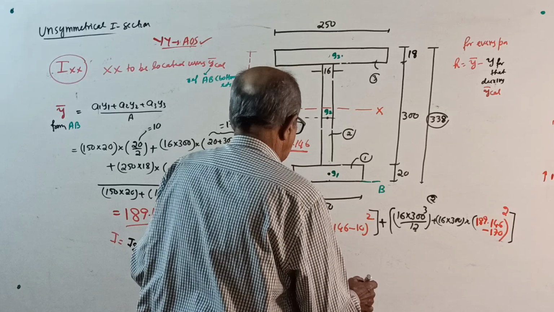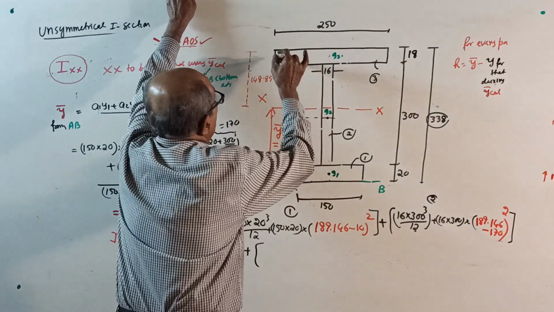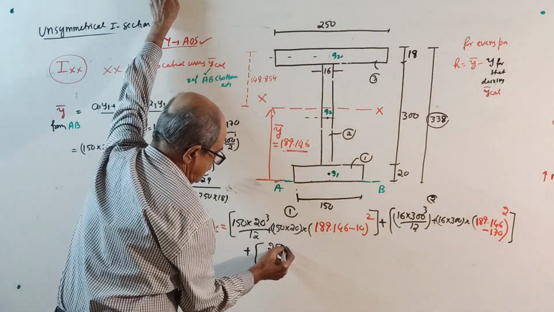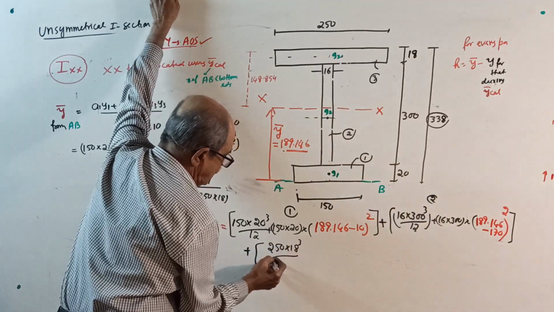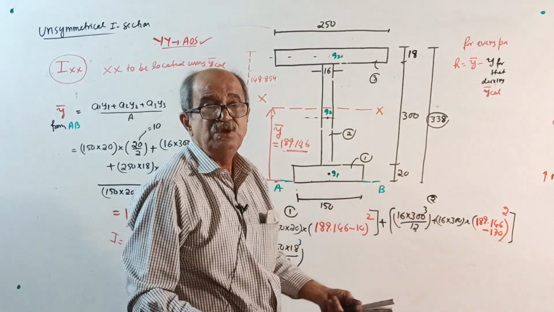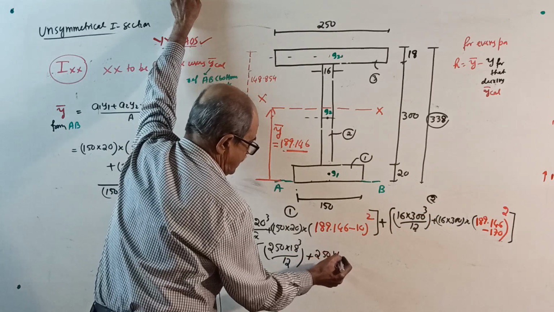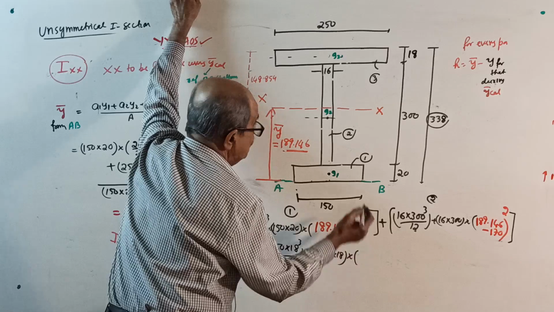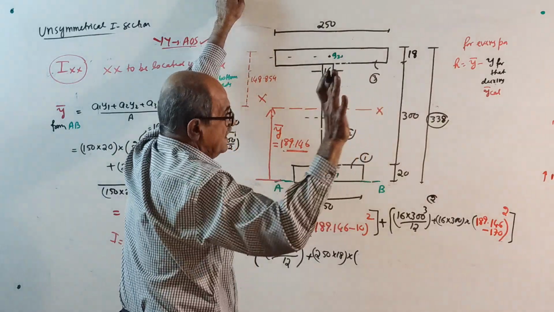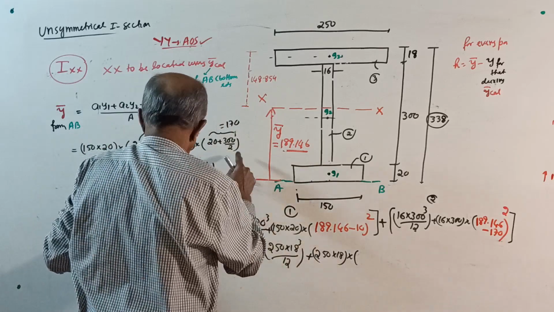Okay, now figure 2 over, plus now figure 3. Start. First Ig: 250 into 18 cube by 12. What the advantage here is, you don't have to worry. See, most difficult is the H square. Plus area 250 into 18, into, actually from the centroid of the component, nothing required. Y bar, what y bar you got here, your main answer, y bar minus y3.